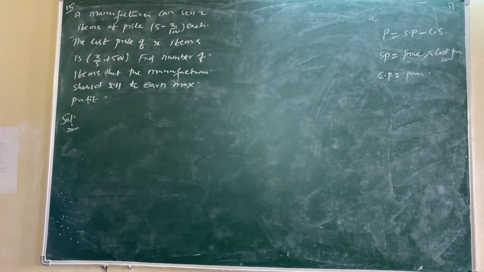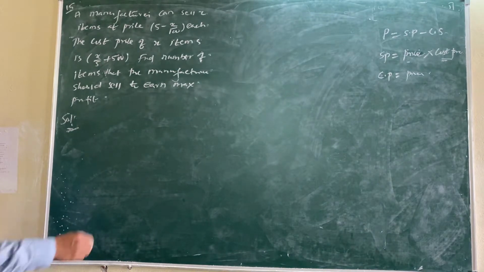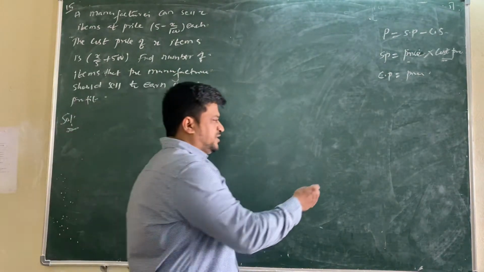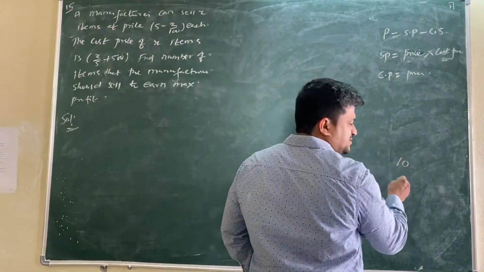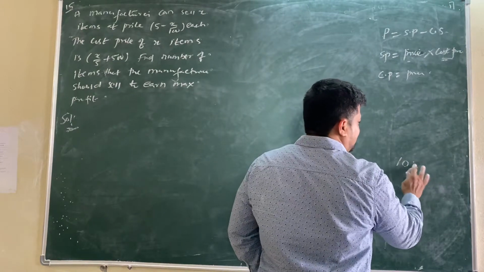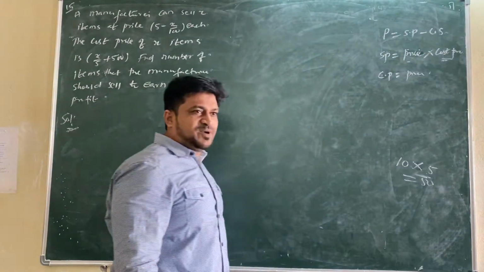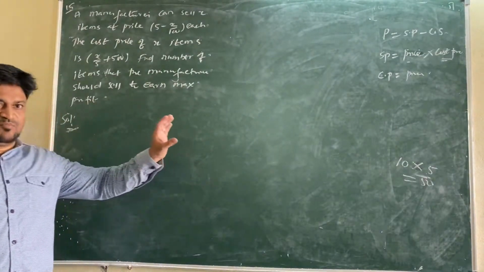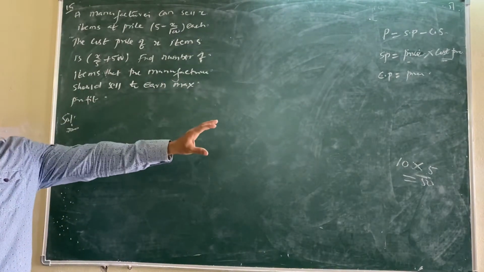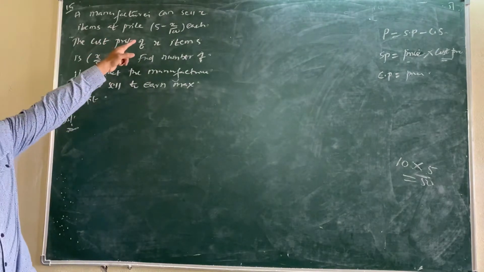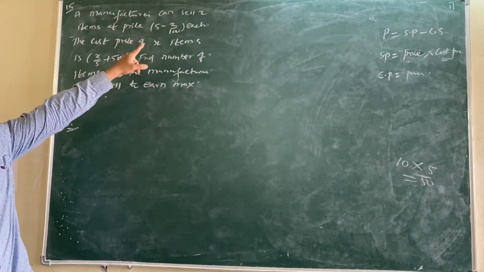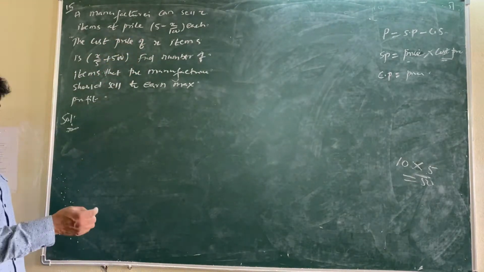A manufacturer can sell x items at price of 5 minus x by 100. Suppose if I have to purchase 10 pens at the cost of 5, so what I do here? Into. Why we are multiplying? I need number of pens 10 at the price of x. So what we will do? Price and the number of quantities multiplied in order to get the selling price of that particular item.